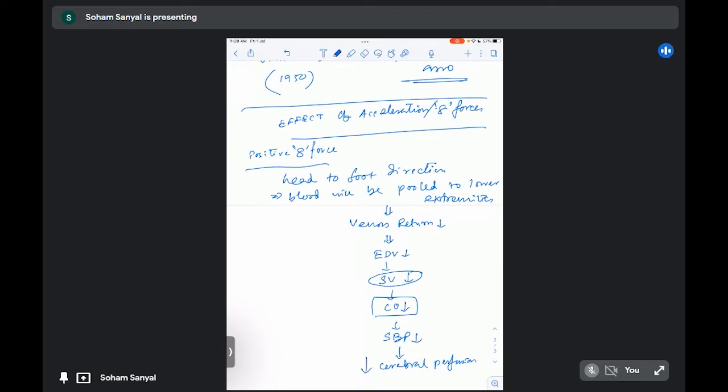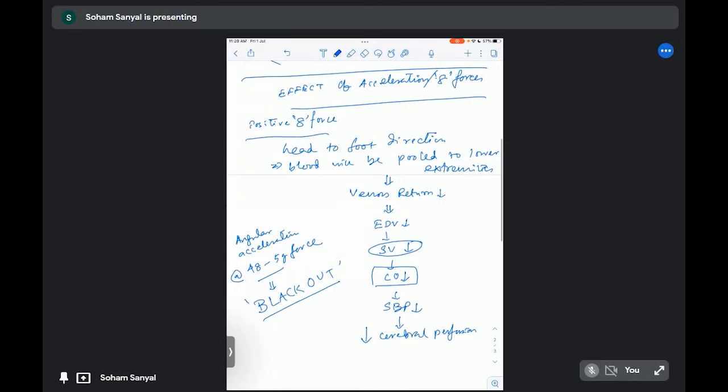So it is the same. If there is an angular acceleration, 4G force to 5G force, at 4G or 5G force, cerebral perfusion will go below the critical level, leading to something which we call blackout. Blackout means the person will lose consciousness.